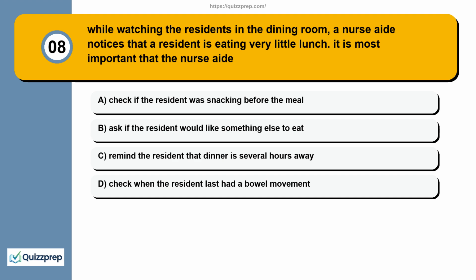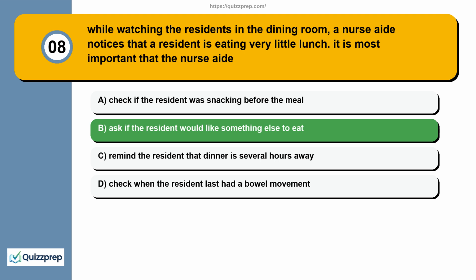Question 8. While watching the residents in the dining room, a nurse aide notices that a resident is eating very little lunch. It is most important that the nurse aide: Option A. Check if the resident was snacking before the meal. Option B. Ask if the resident would like something else to eat. Option C. Remind the resident that dinner is several hours away. Option D. Check when the resident last had a bowel movement. The correct answer is option B. Ask if the resident would like something else to eat.